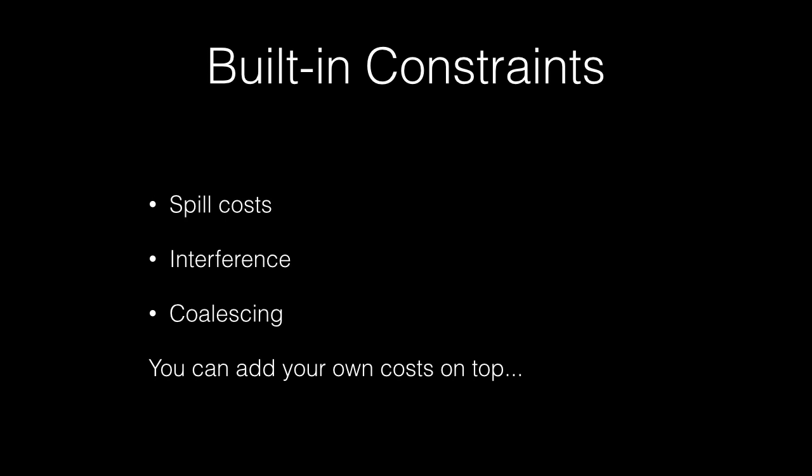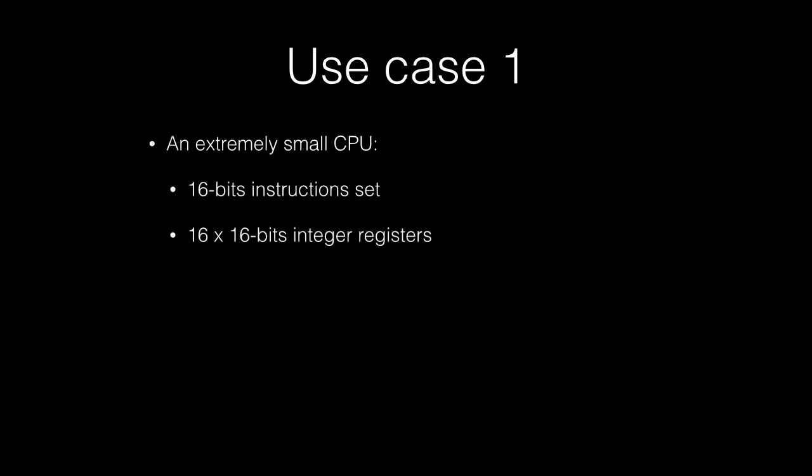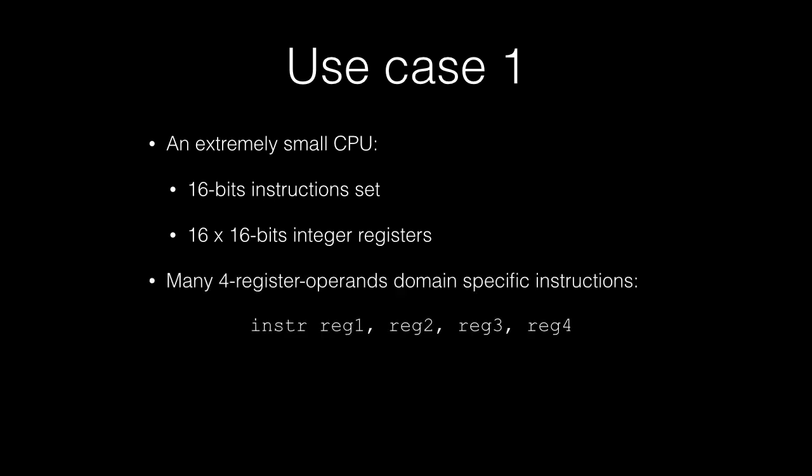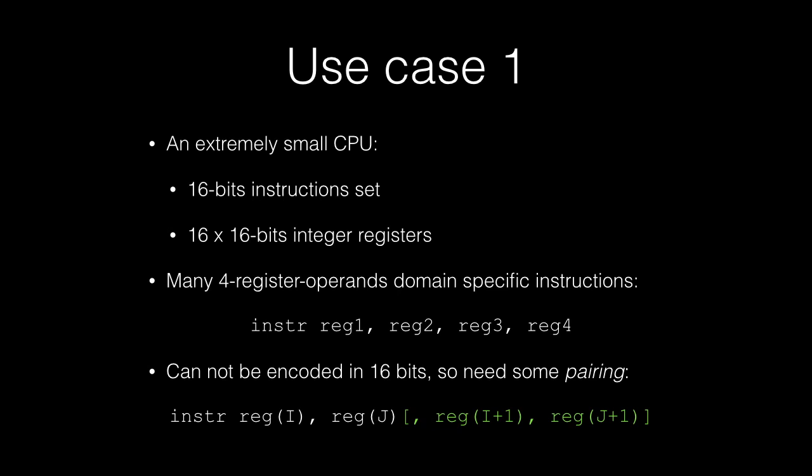Okay, thanks, Lang. So my very first experience with the PBQP was about 2 years ago in a previous life, because now I'm working for ARM. This is not an ARM CPU. We had an extremely small CPU with a 16 bits encoding instruction set, and we had 16 bits integer registers. And beside that, we had many 4-register operands domain-specific instructions. So, as is obvious, this cannot be encoded in 16 bits.